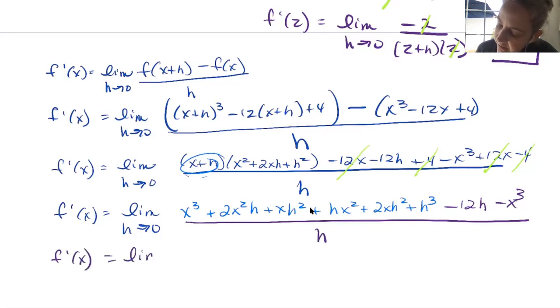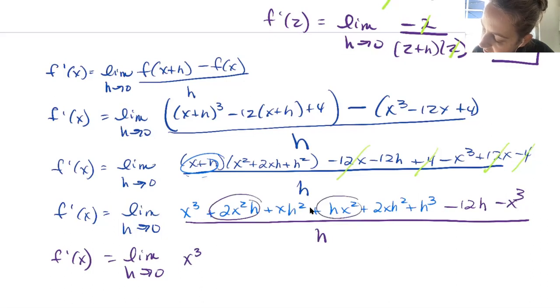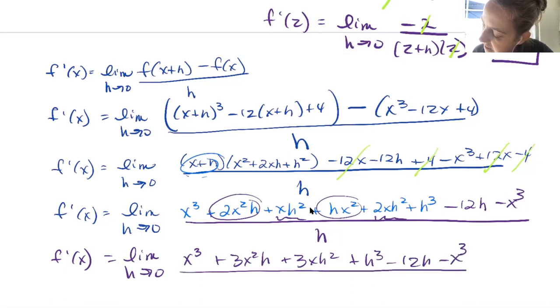I think we have some like terms to put together here. X cubed. Here's an x squared h, so this is 3x squared h, xh squared, so I've got 3 of those, 3xh squareds, plus h cubed, minus 12h minus x cubed, all over h. All right, what else cancels? Hopefully you see it. I see a positive x cubed and a negative x cubed.